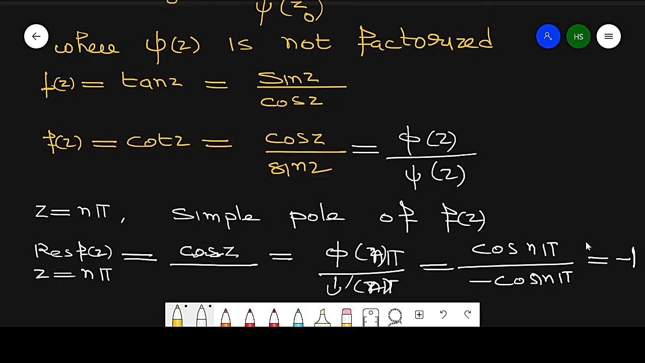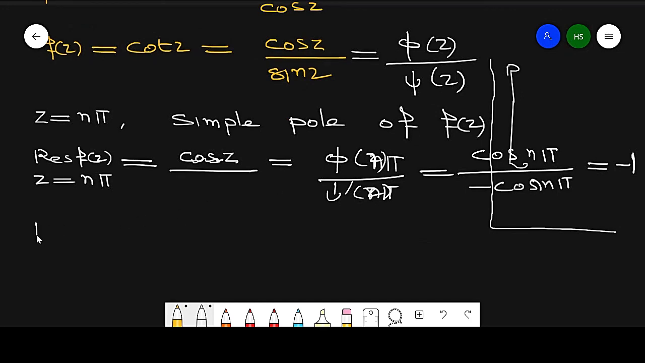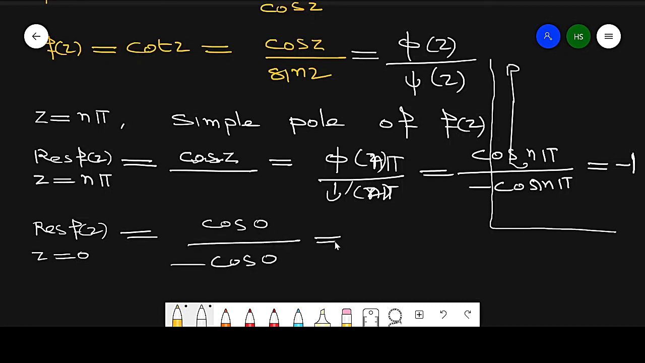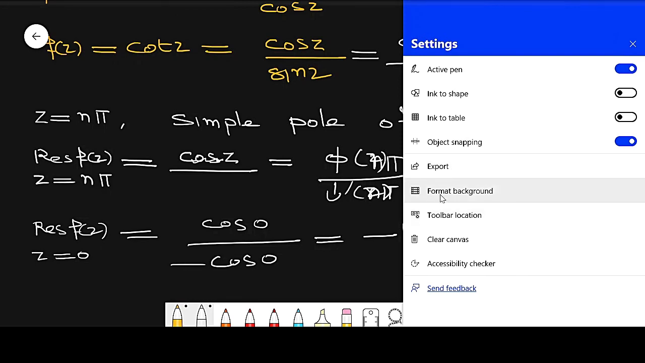So in this way we can find the residue of this function. If it looks complicated, then I will just find the residue at the point 0. So what is the residue of the function at the point 0? This is cos 0 over minus cos 0, which is equal to minus 1. So this is my result. In this way we can use this method to find the residue of tan theta and cot theta.